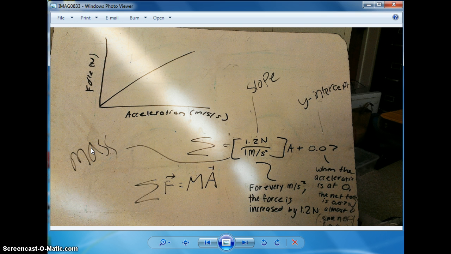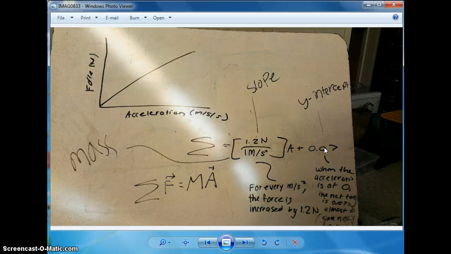And what the y-intercept means is that when the acceleration is 0, then the net force is 0.07 newtons, which is almost 0, since if you have an acceleration of 0, then you have a net force of 0. So the y-intercept really doesn't matter, because 0.07 is already close to 0.